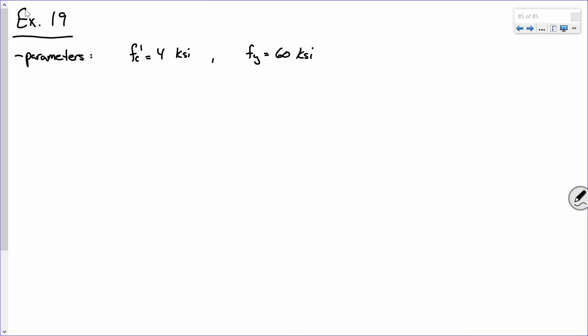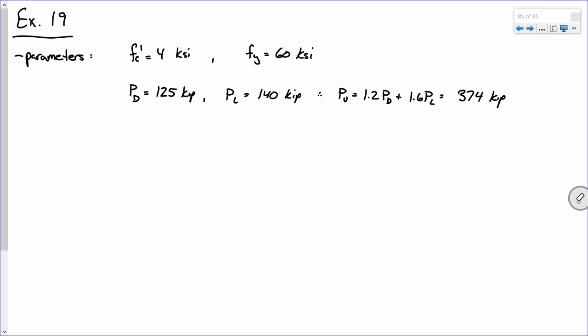All right, now we've got a dead load of 125 and a live load of 140. So what can we do? Anybody got that for me? All right. Now, we also have dead and live load moments.